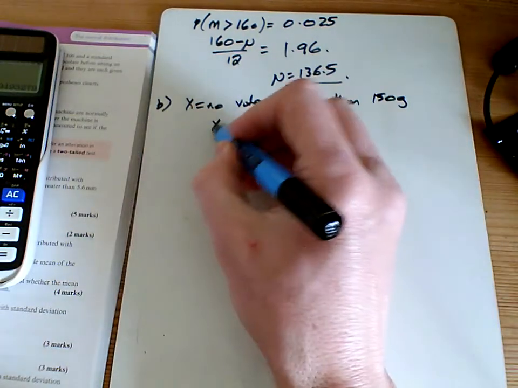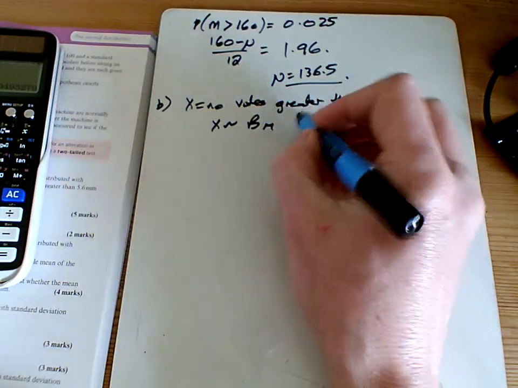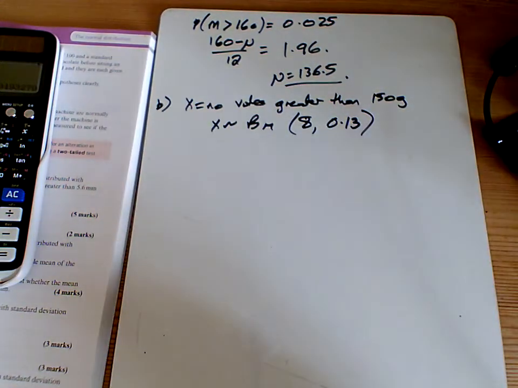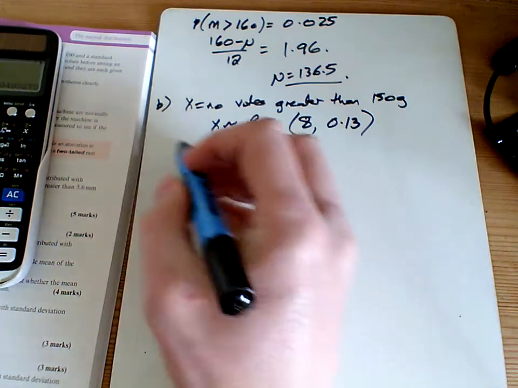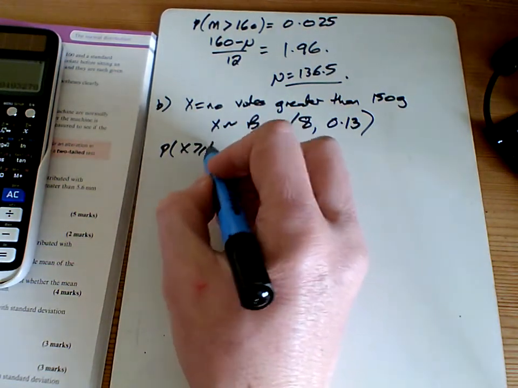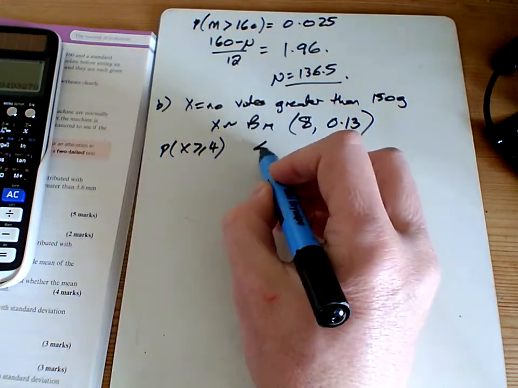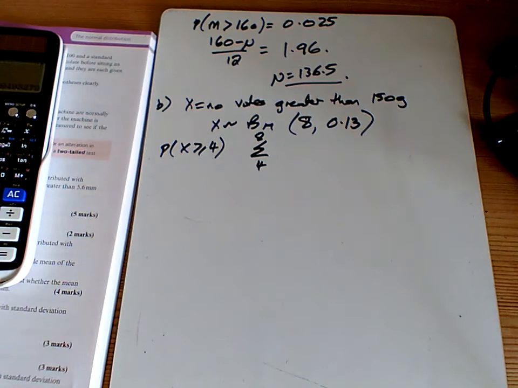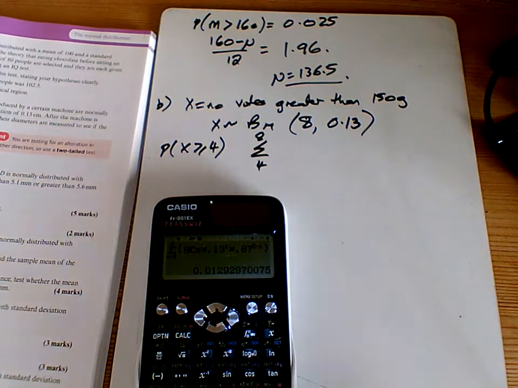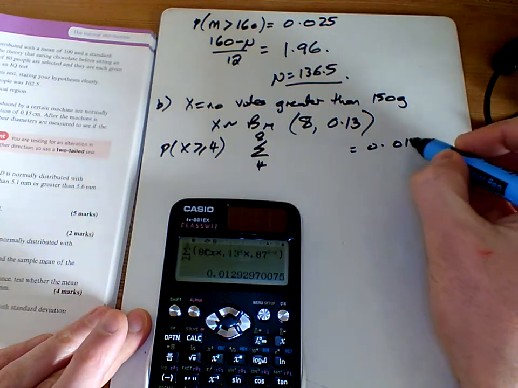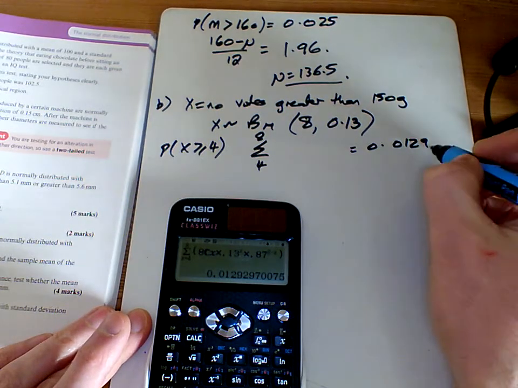So x is a binomial. There were 8 water voles, and the chance of being greater than was 0.13. We want the probability of being at least 4, so greater than or equal to 4. So we're summing from 4 to 8 here. And I've tapped all of that into the calculator and got 0.0129 for part B.